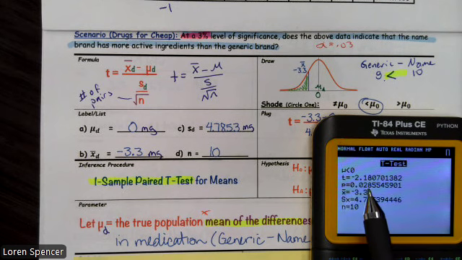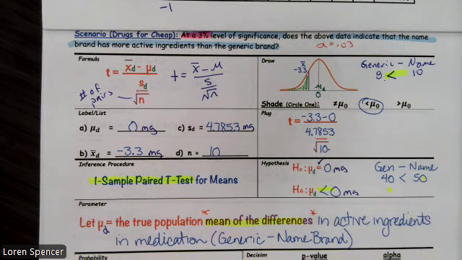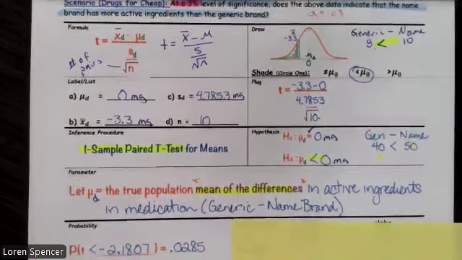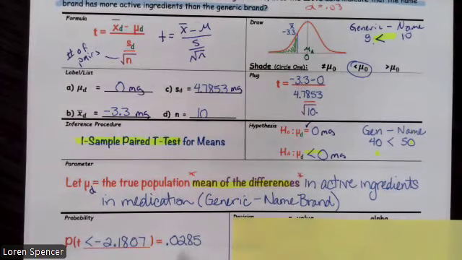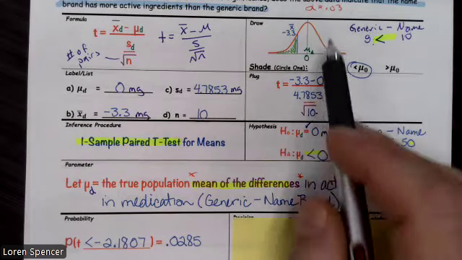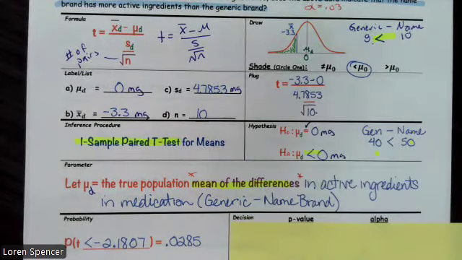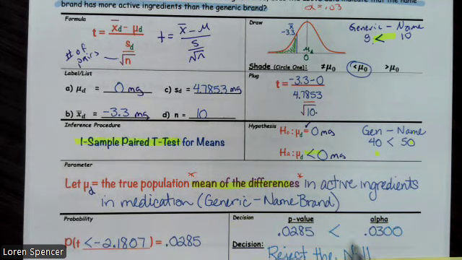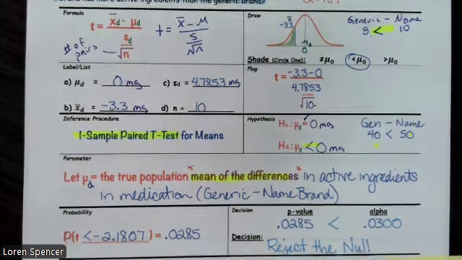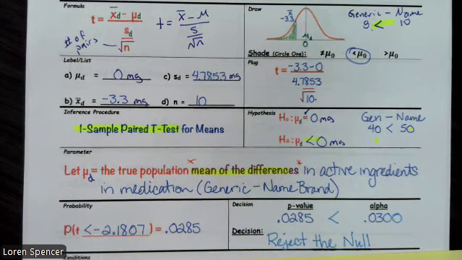We calculate, and we get a t-statistic of negative 2.1807. So in this case, the probability that t is less than negative 2.1807 is 0.0285. Up above, we said our alpha was 0.03. Well, 0.0285 is less than 0.03. And by the way, make these the same length. If this is 4 decimals, we should have 4 places here. Then it's easy to see that 0.0285 is less than 0.03. So our decision is to reject the null.